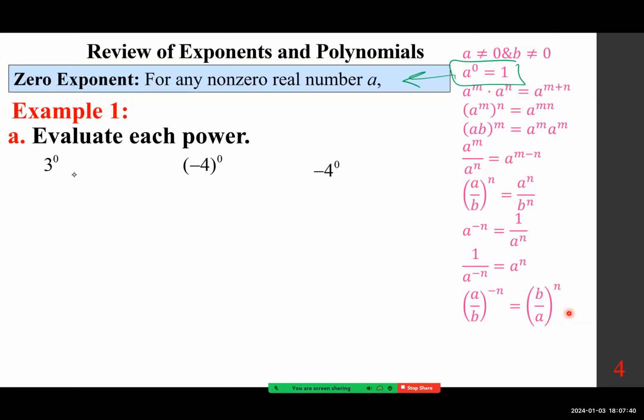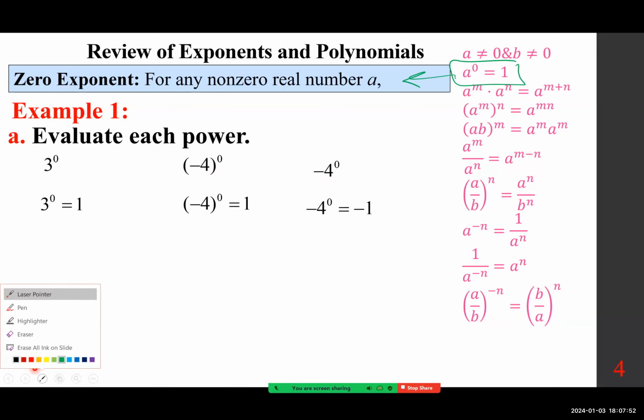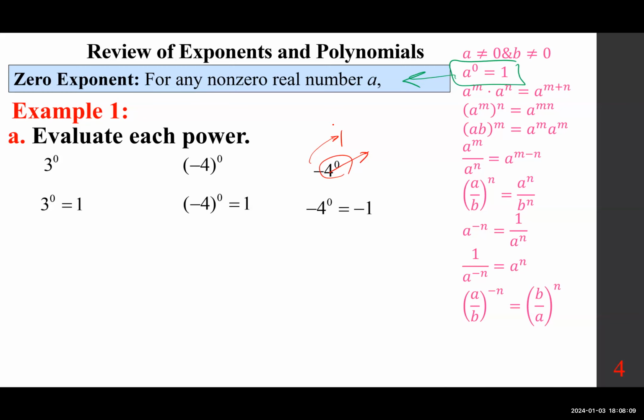For example, 3 to the power of 0 obviously is 1. Negative 4, to the power of 0, is obviously 1. And negative 4 to the power of 0, without the parentheses, is negative 1. I want to make sure you understand the order of operations, because in this case, first you raise it to the power of 0 and you get positive 1, then the negative gets multiplied by it, which gives you negative 1. So that's dealing with zero exponent.